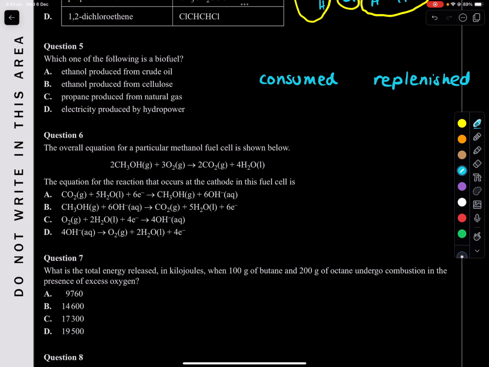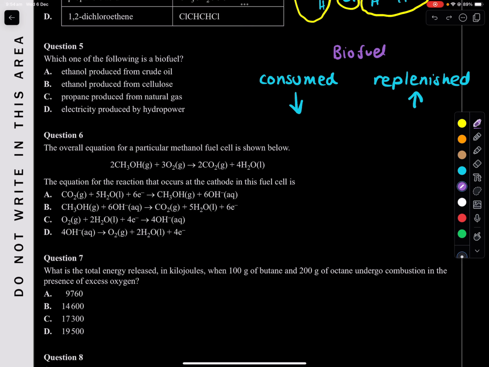So we know that for a biofuel, it has to be replenished greatly more than it is consumed. This is very important. This is the definition of a biofuel. It's pretty much a fuel that is replenished greater than or equal to how much it's consumed. So we know its replenishment is greater than its consumption. That's what a biofuel is.